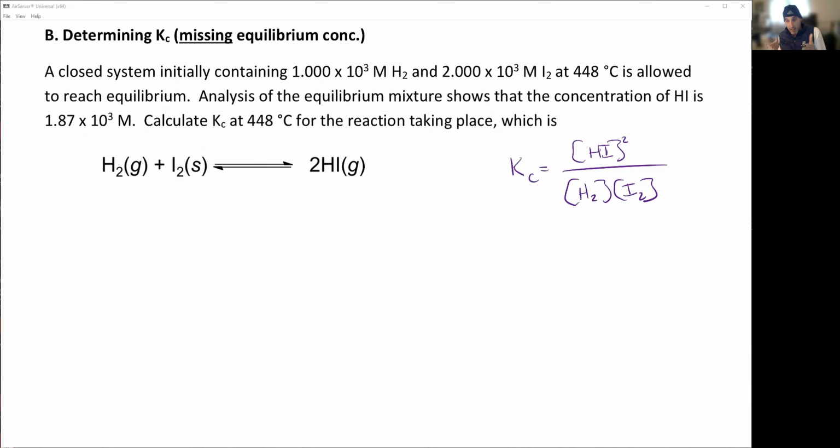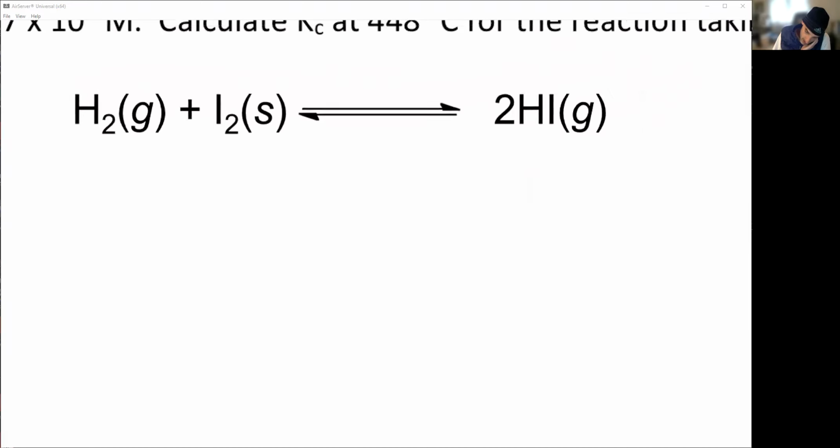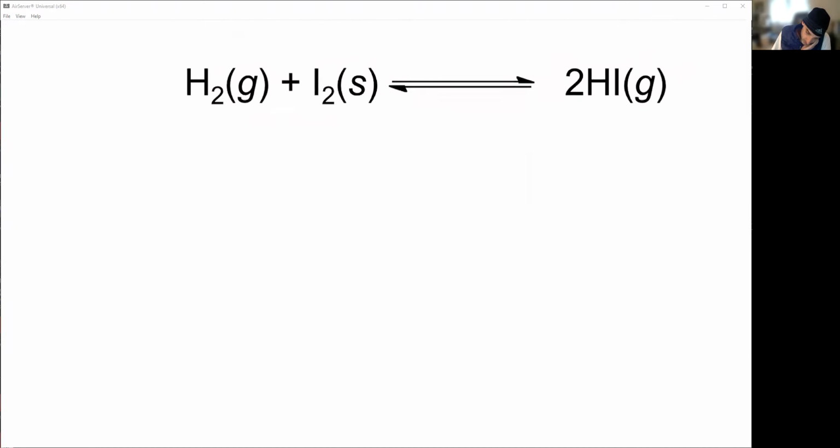Before, I said I want you writing out the equilibrium reaction as well as the equilibrium expression, the Kc. And we're going to take it one step further. I also want you to create a table. Take your reaction, whether you wrote it down or it was provided for you, and create this small table.